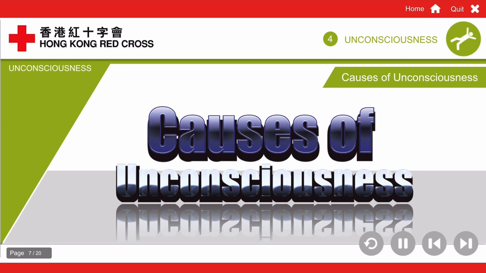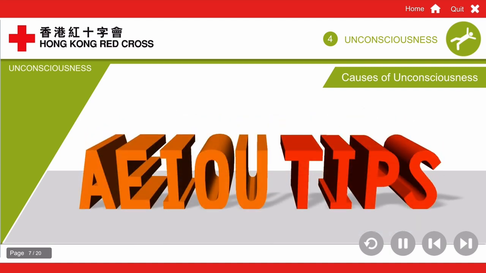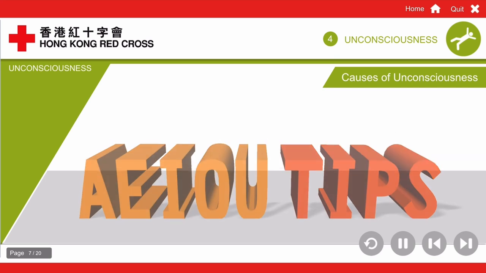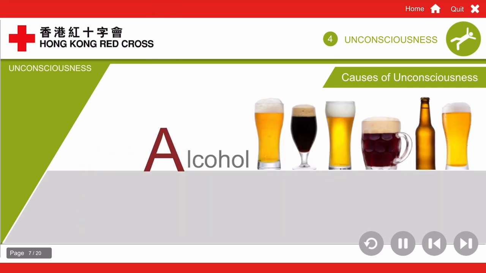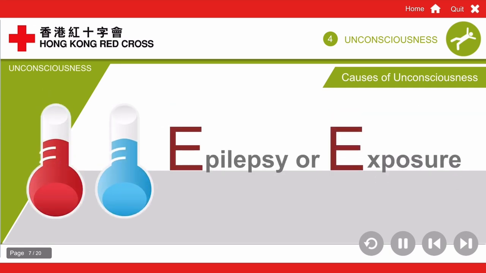If the victim is totally unresponsive and unconscious, you can try to find out the cause of unconsciousness, so that the victim can receive appropriate care as soon as possible. There are many causes of unconsciousness, and you may remember them easily with AEIOU tips. Firstly, A stands for alcohol. E refers to epilepsy or exposure, such as heat stroke, hypothermia.